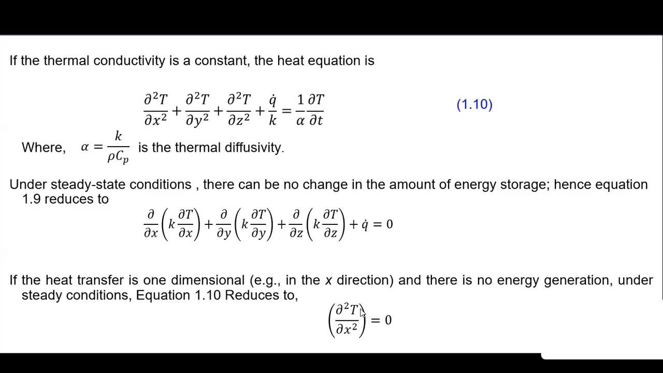Or, now temperature is dependent only on x, so we can simply write d square T upon dx square is equal to 0. The solution of this particular equation we are going to obtain as our first problem. So in the next slides, after learning about the boundary conditions, of course, I am going to solve this particular case.